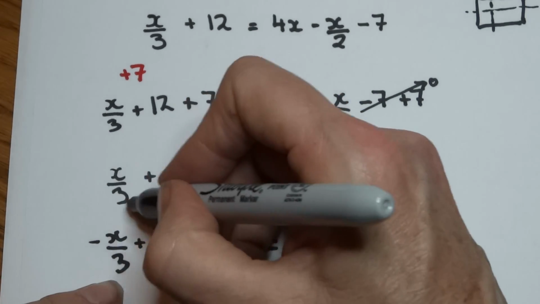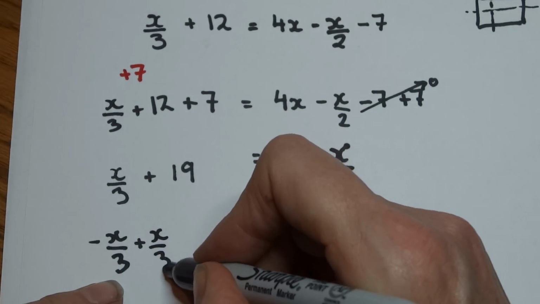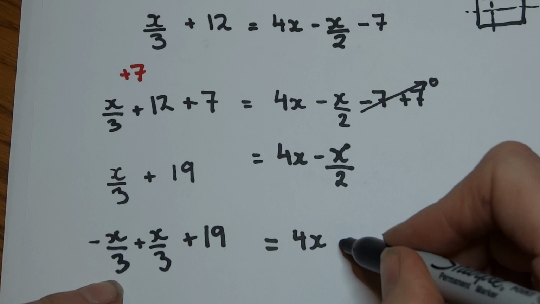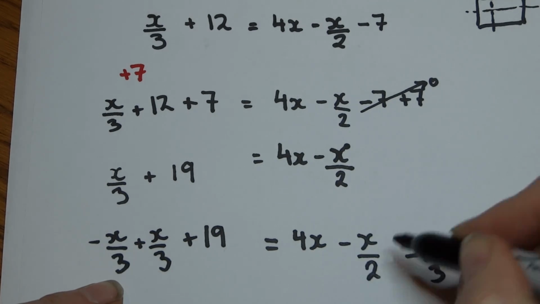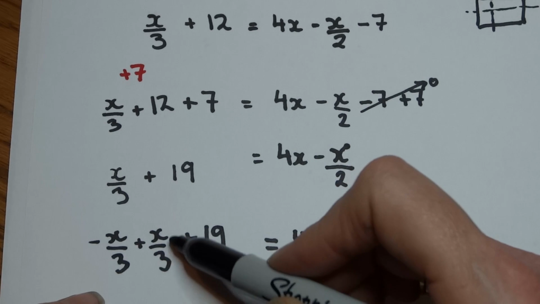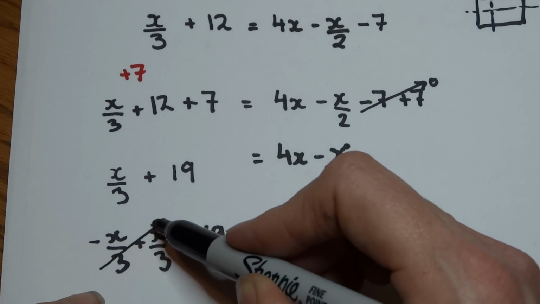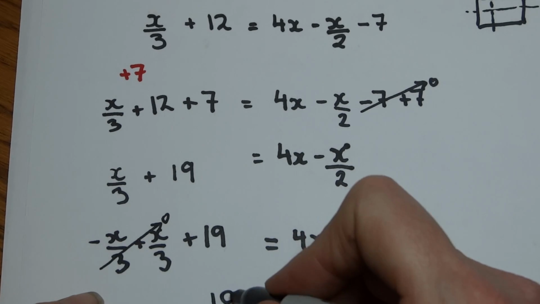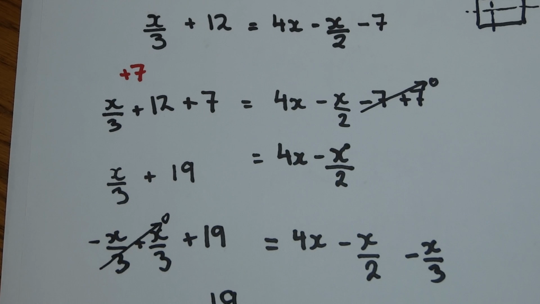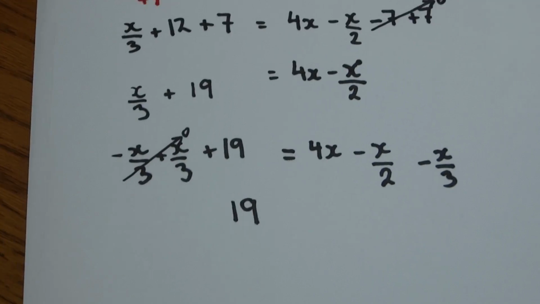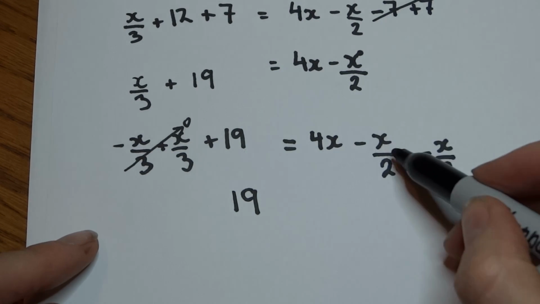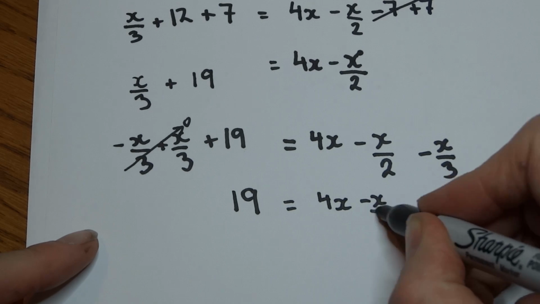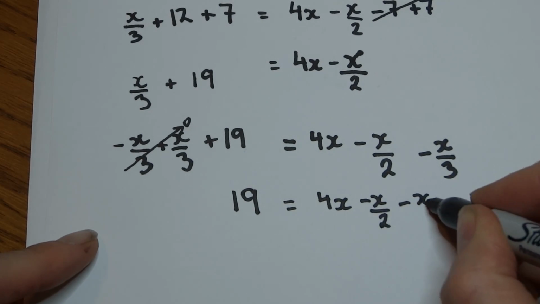Why am I doing that? Well, here I have plus x over 3 plus 19, and here I have 4x minus x over 2. What happens here then? Well, here I have a third of x minus a third of x. That's going to go to 0. On the left-hand side of the equation, I'm just going to have 19. And on my right-hand side of the equation, I'm going to have 4x minus a half of x minus a third of x.